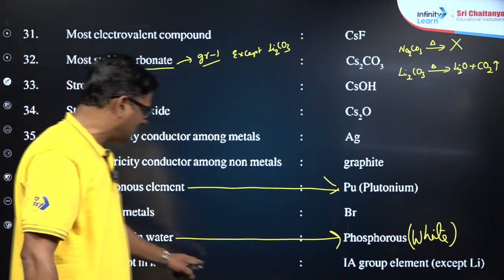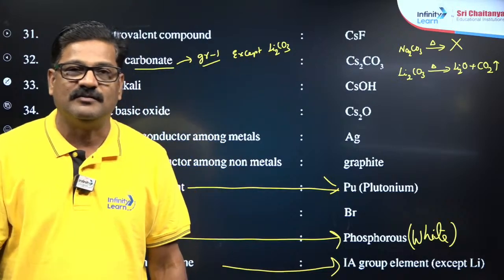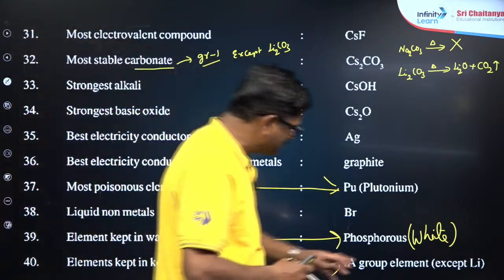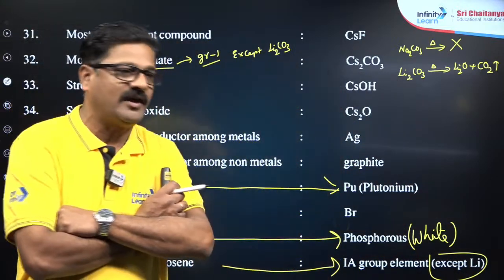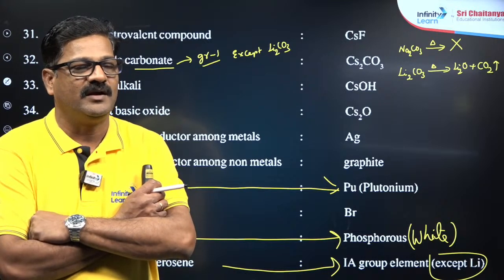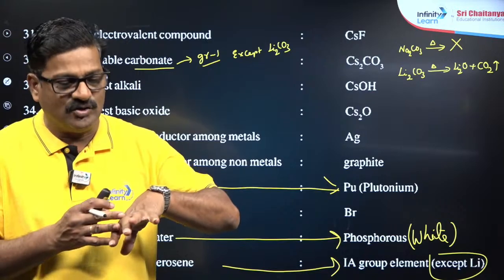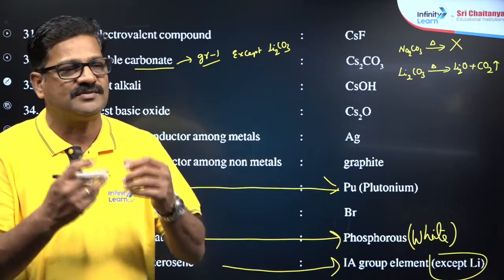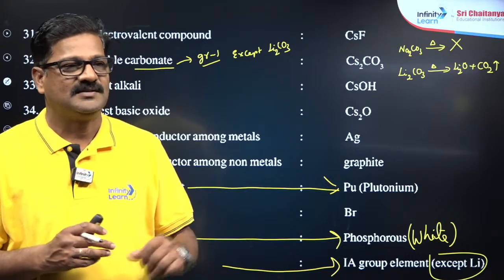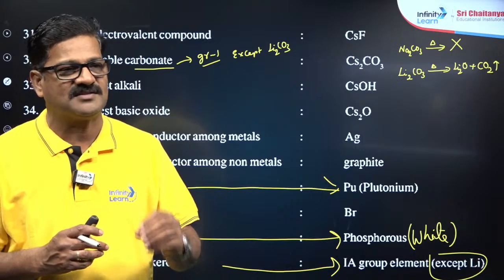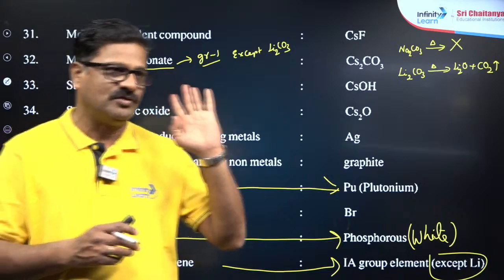Okay, element kept in kerosene: all group 1A elements except lithium are kept in kerosene. Why except lithium? You are learning chemistry with me, come on, why is it not shown? Lithium is not stored in kerosene. Radioactive element means an element whose nucleus continuously disintegrates into alpha, beta, gamma particles, and that phenomenon is called radioactivity. Okay, I will come to your doubt.